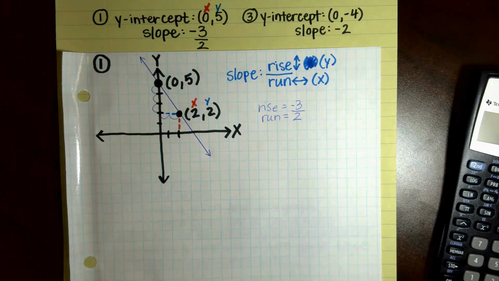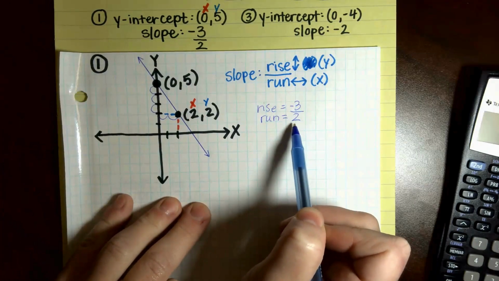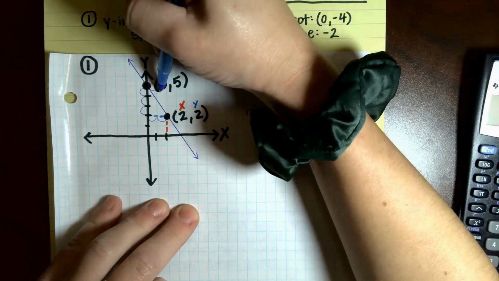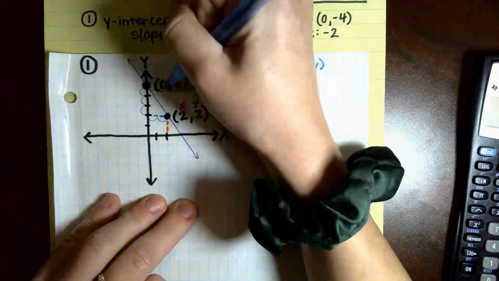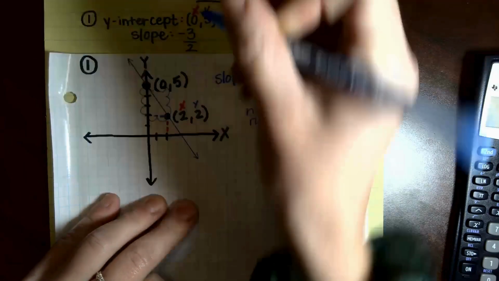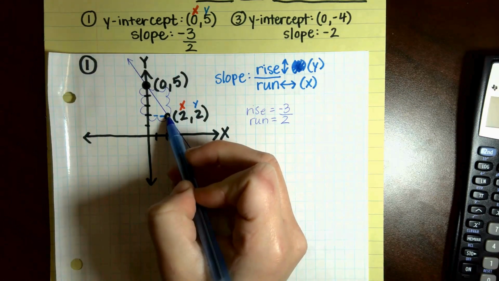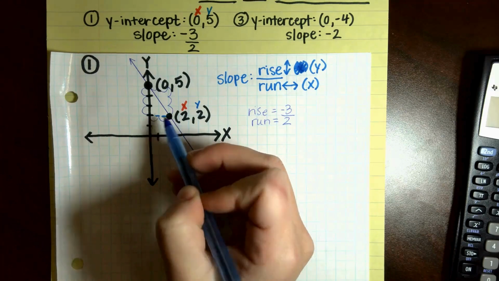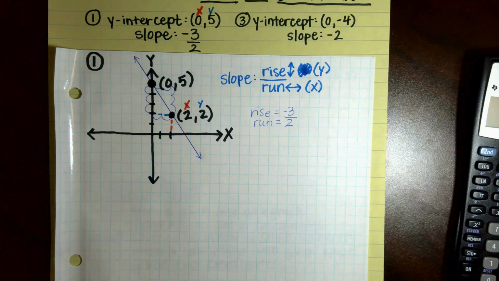Now, you could do it in reverse as long as you're using the correct values. So if your run is +2, I could start here again and go 1, 2, and then I've got -3 for my rise. I'm going to go -1, -2, -3. Look, I still landed on the same point. So it doesn't necessarily matter what order you do it in, as long as you're going in the right direction, +2, -3. All right. Anybody have questions about number 1?